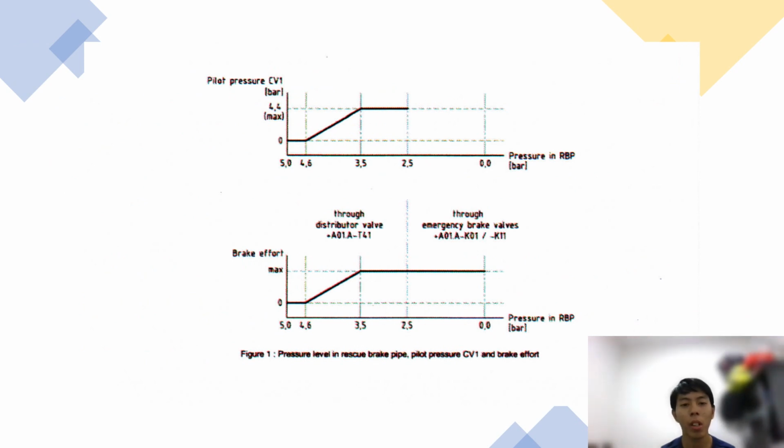Okay, this graph shows the pressure level in the rescue brake pipe, the pilot pressure CV1 and the brake effort. As we can see, when the brake effort starts to apply, the pressure is reduced while the pilot pressure is increased. So, the more brake effort, the lower the pressure.